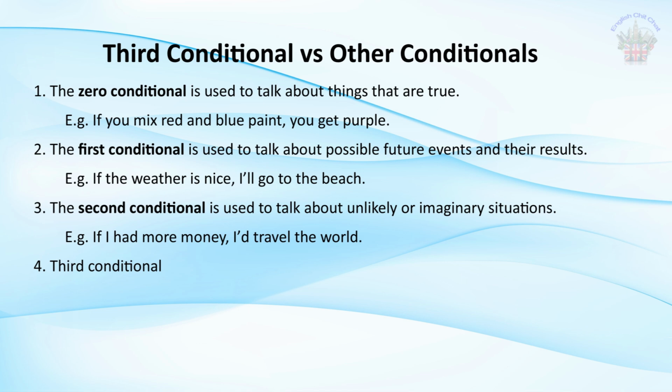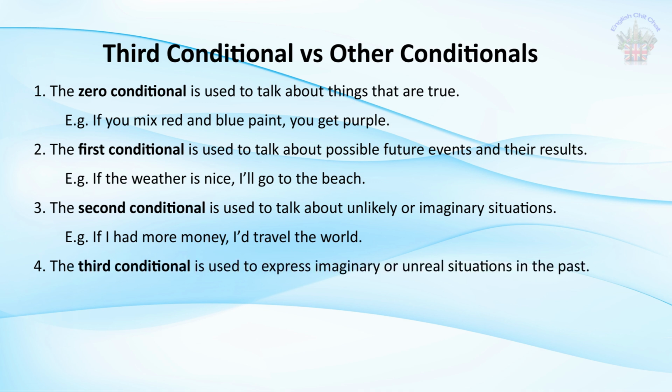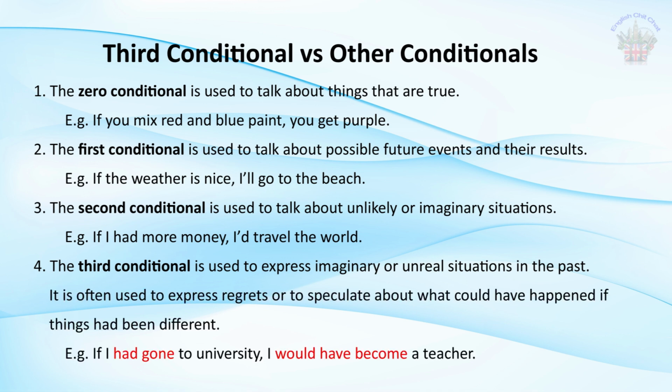The second conditional is used to talk about unlikely or imaginary situations. For example, if I had more money, I'd travel the world. The third conditional is used to express imaginary or unreal situations in the past. It is often used to express regrets or to speculate about what could have happened if things had been different. For example, if I had gone to university, I would have become a teacher.